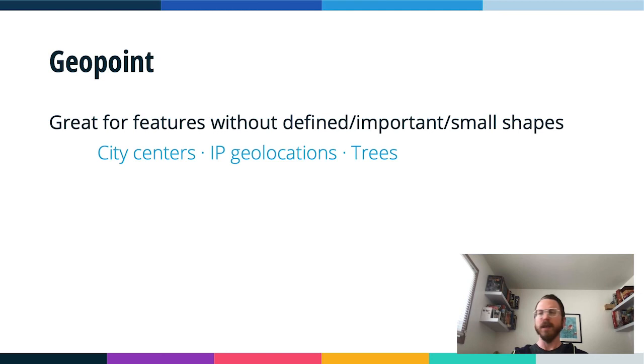IP geolocations also, you don't super care. There's not really a defined shape with those. Useful when you're trying to look at flow data or something like that. It's not really important about a shape there. You're just saying, okay, this is going from point A to point B, and point A and point B are n number of kilometers apart.